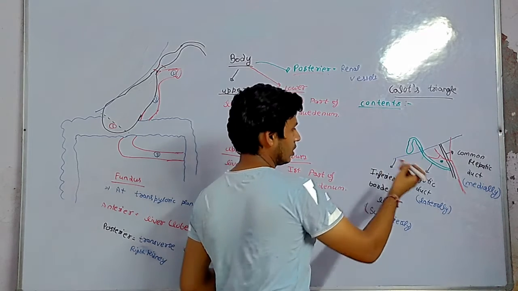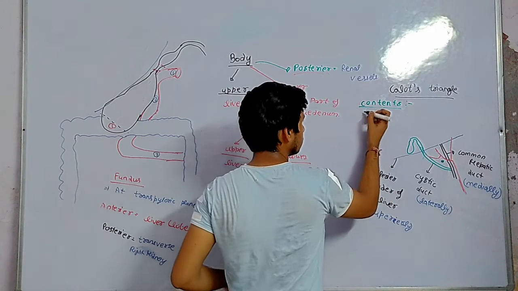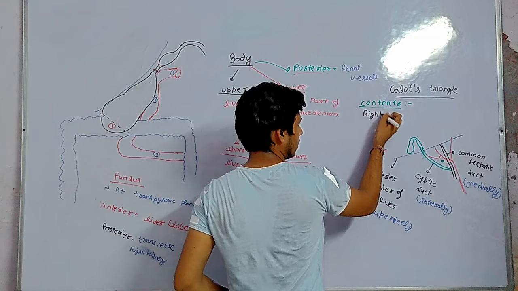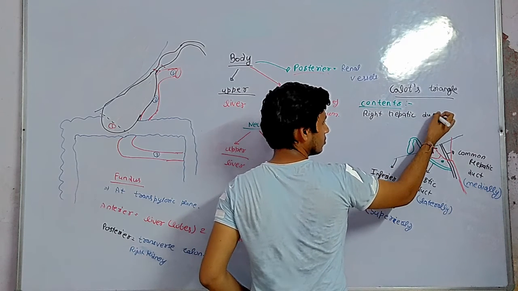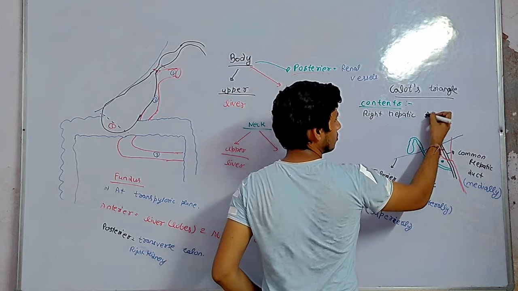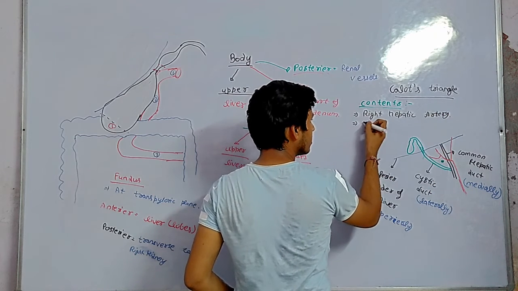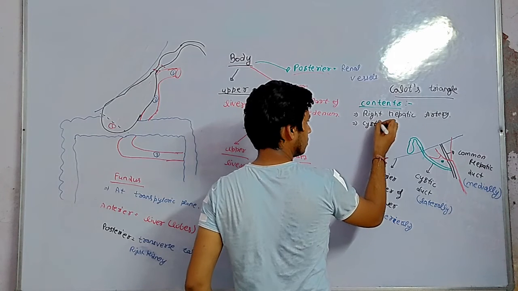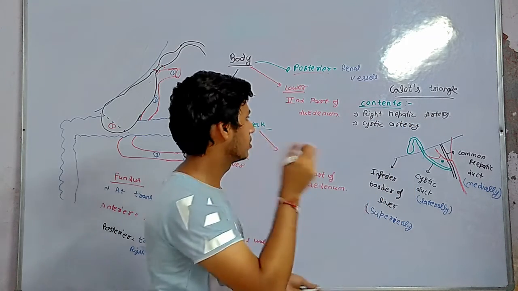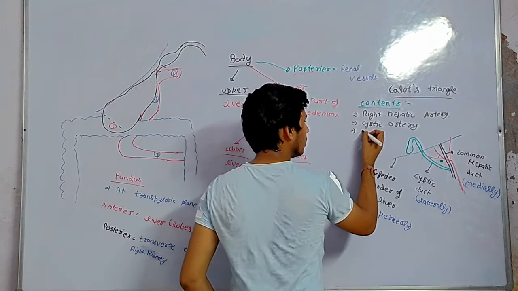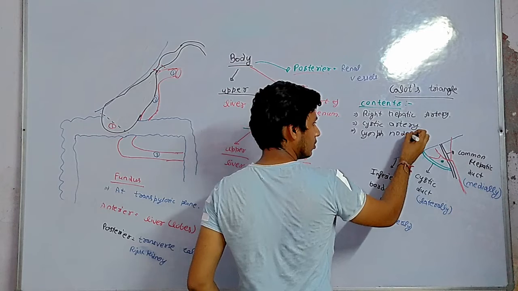We can write what the contents are. Contents: first the right hepatic artery. Second is the cystic artery, and lymph nodes, the gallbladder lymph nodes also count, which is called the lymph node of Lund.